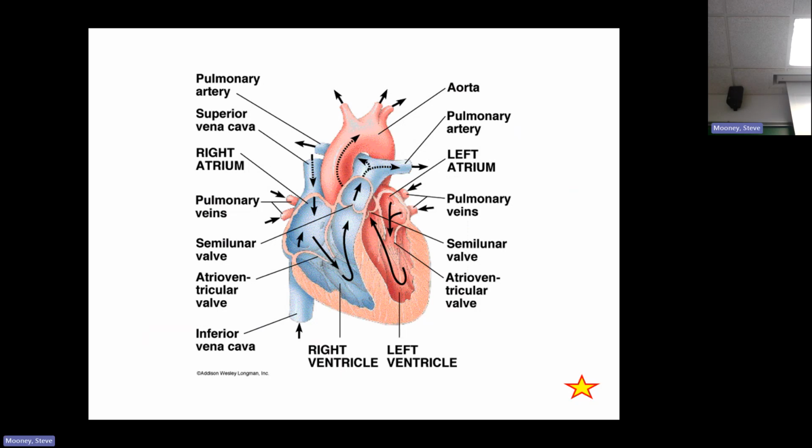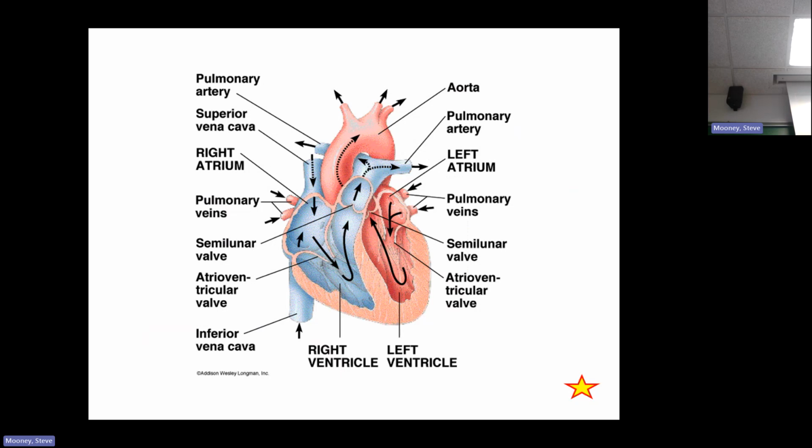It's oxygenated and high pressure. So the ventricles are going to have to generate more force. So in the diagrams, they're generally thicker. And if we get to our dissection, you'll see that those walls are thicker as well. We also know it's oxygenated, so we see that red color.